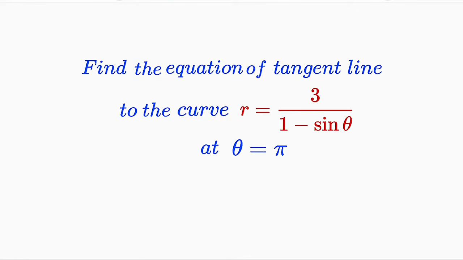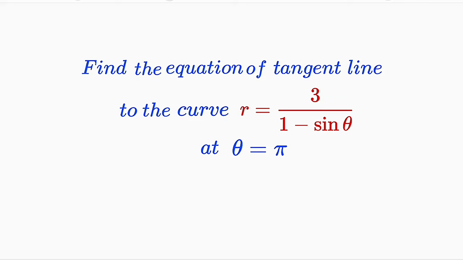Hello everyone. In our previous lesson, I have shown you how to solve this particular problem directly from the polar equation. So in this tutorial, we are going to convert the polar equation into rectangular equation and still solve the same problem. The question reads, find the equation of the tangent line to the curve r equals 3 divided by 1 minus sine theta at a point where theta is equal to pi.